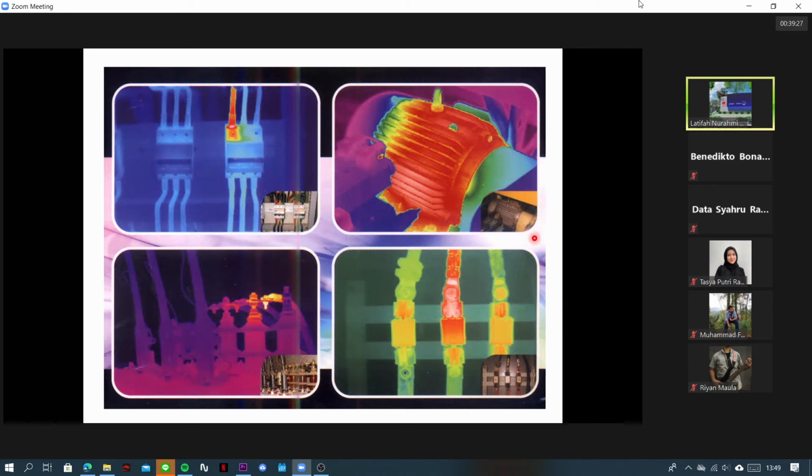This is a pump, isn't it? This is the photo here, and we want to know which part is the most heated, and we can see here. This red color shows which part is the most heated, and so on. Here you can also take a look, this is, I think, a pipe installation.